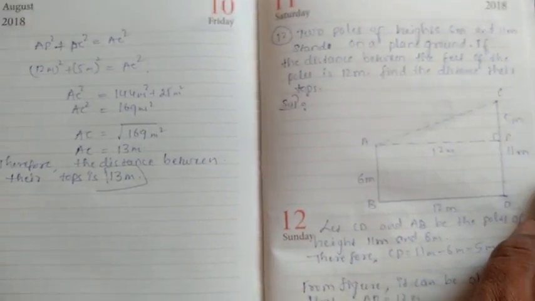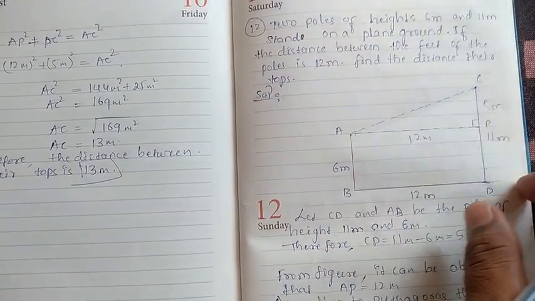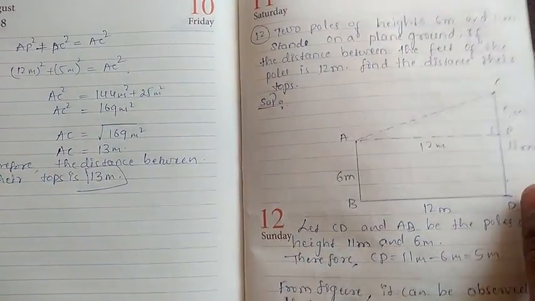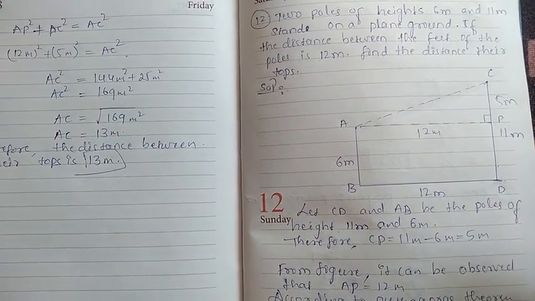So these two examples you have to practice. Such examples you have to practice minimum 4 times, then it will be perfect. And 2 examples I will give you as homework. I will send them in the WhatsApp group.